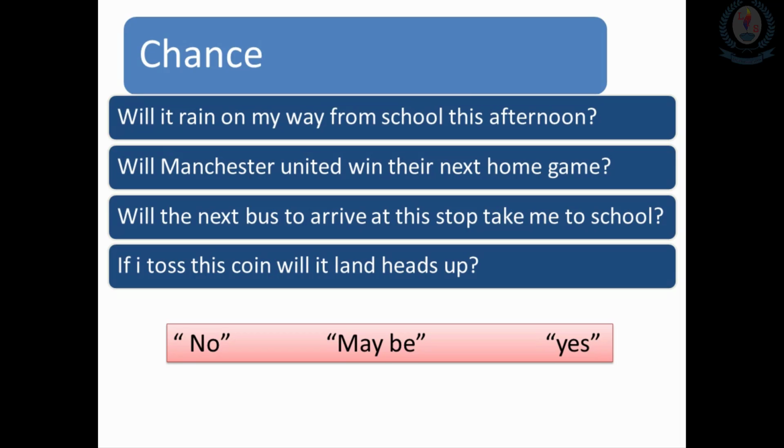There are questions such as, will it rain on my way home from school this afternoon? Or as you will sometimes ask, will Manchester United win their next home game? Some people ask, will the next bus to arrive at this stop take me to school? And also we ask, if I toss this coin, will it land heads up? These are questions we ask, and they have answers that can range from no through maybe to yes.